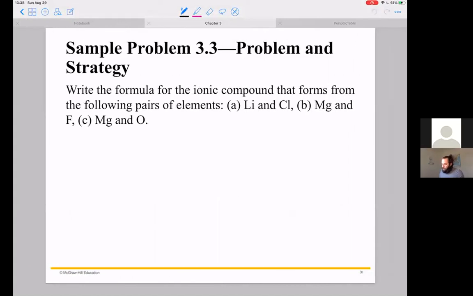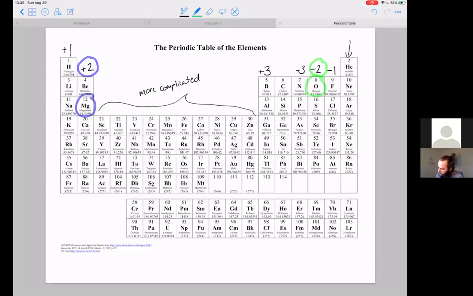All right, so now let's start from scratch here. I'm just going to give you the elements and ask what the molecular formula is going to be. So what are we going to do? We're going to go lithium and chlorine, and then we're going to do exactly what we've been doing before. We're going to look on the periodic table and determine the charge of these ions.